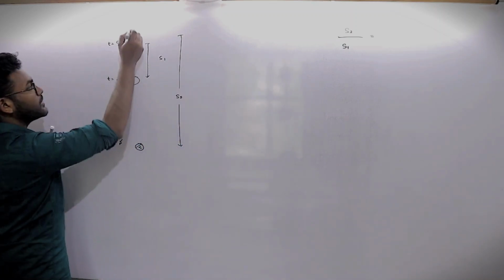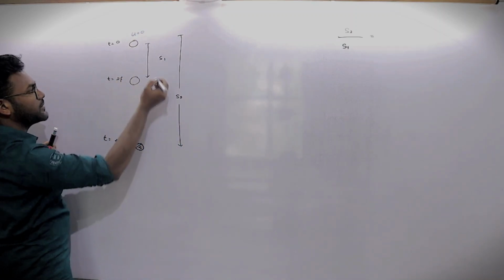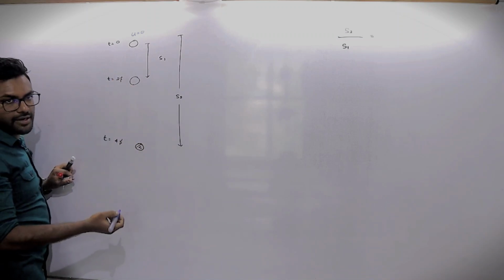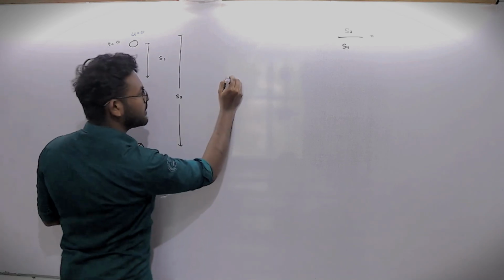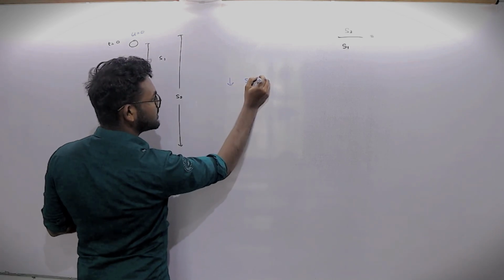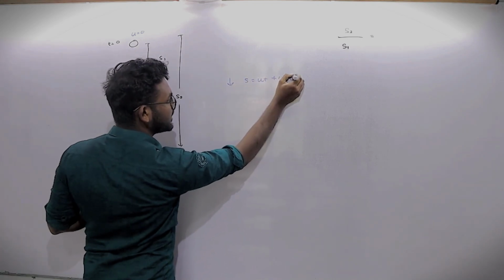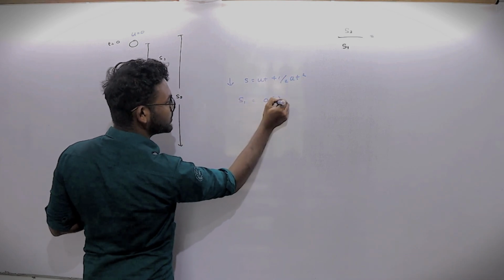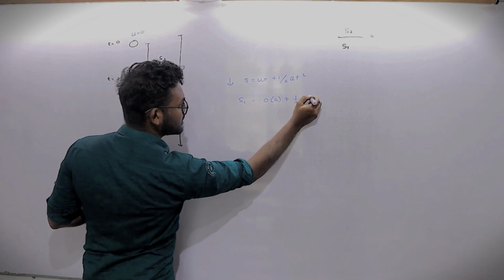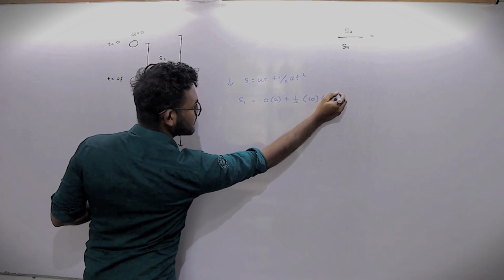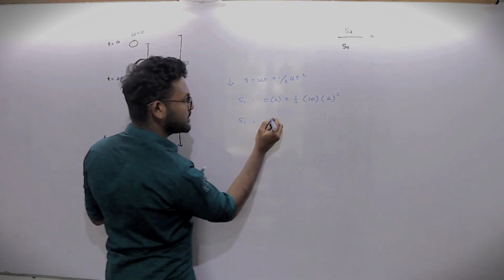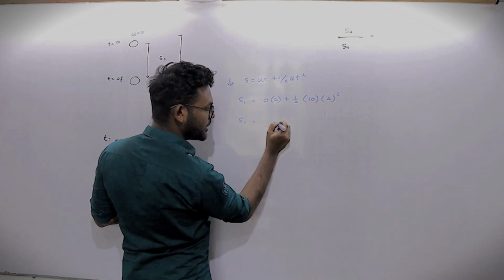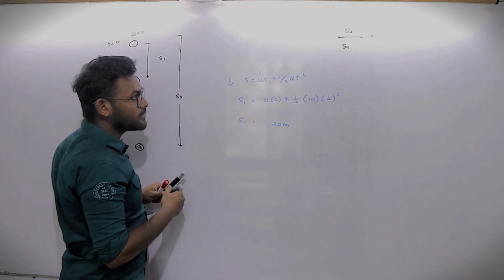We know the initial velocity, that's 0. We know the time. We're supposed to find the displacement. And we know the acceleration. So, downwards, S equals ut plus half at squared. S1 equals 0 times 2 plus half into 10 into 2 squared. S1 equals 5 into 4, 20 meters. Right.